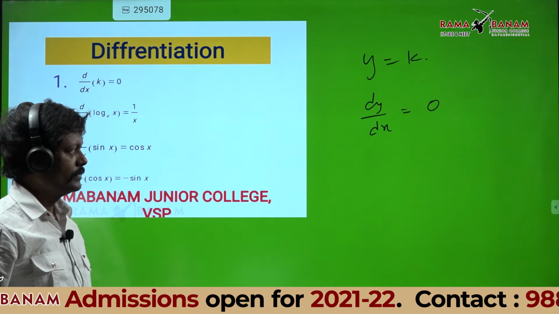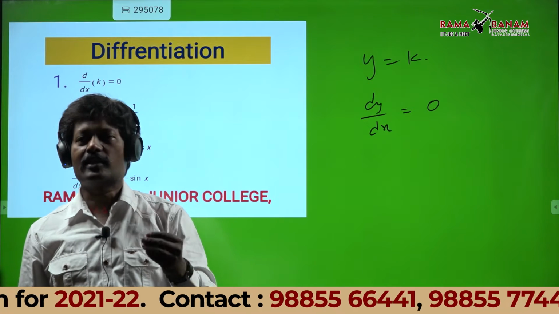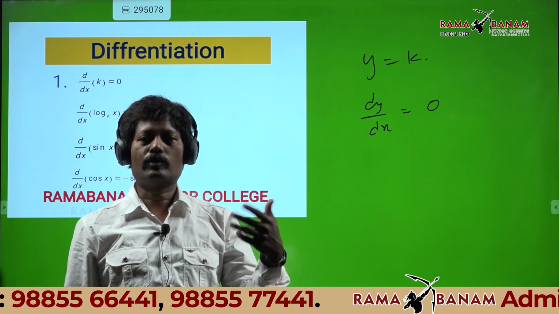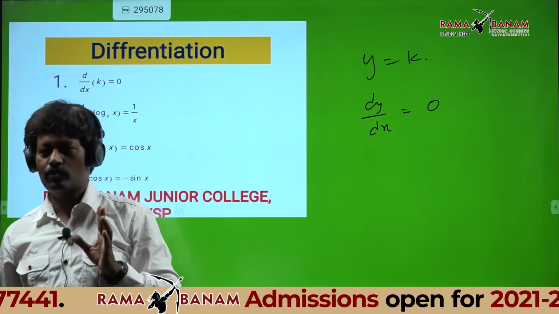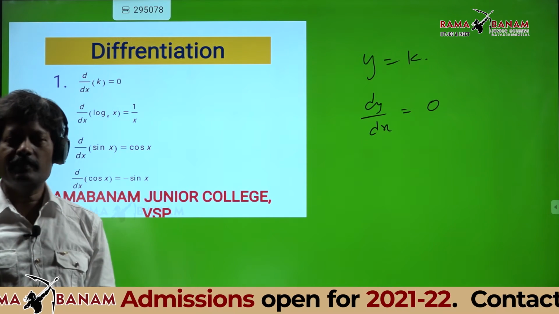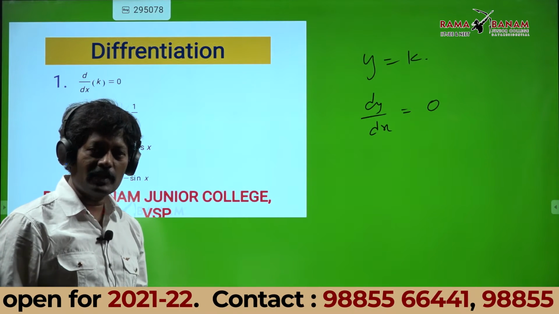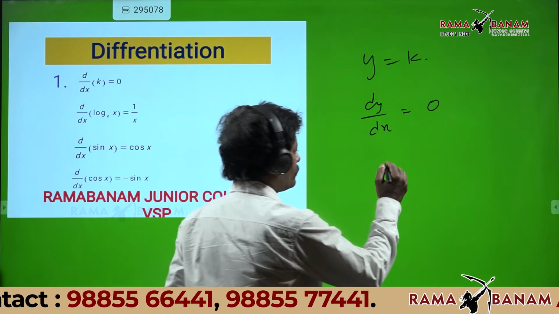Yes, sir. Y equal to k. What is k? K is a constant number. Say y equal to 2, y equal to 1, y equal to 5. They are constants. Derivative of a constant is 0. What is the meaning of that? Slope is 0. How? Let us see.